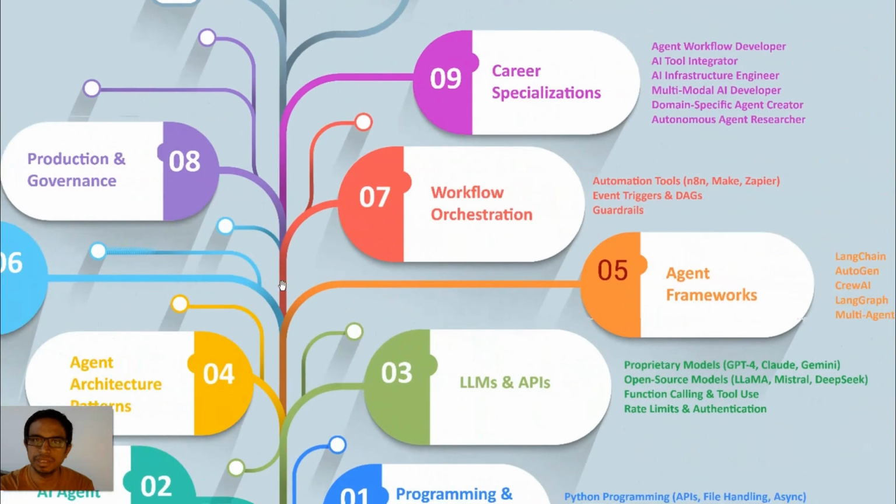Phase 7 will be workflow orchestration, in which we should learn about automation tools like N8N, Make, and Zapier, along with event triggers and DAGs. The guardrails are also part of the workflow orchestration.